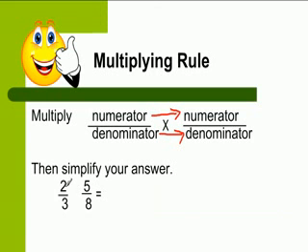So if you had 2/3 times 5/8, you would just do 2 times 5 is 10, 3 times 8 is 24.